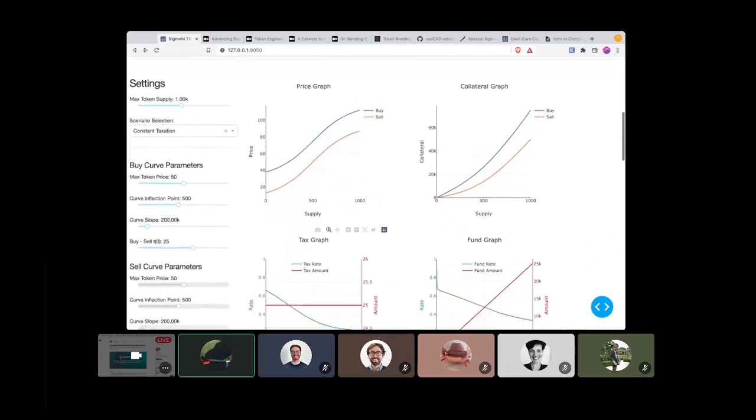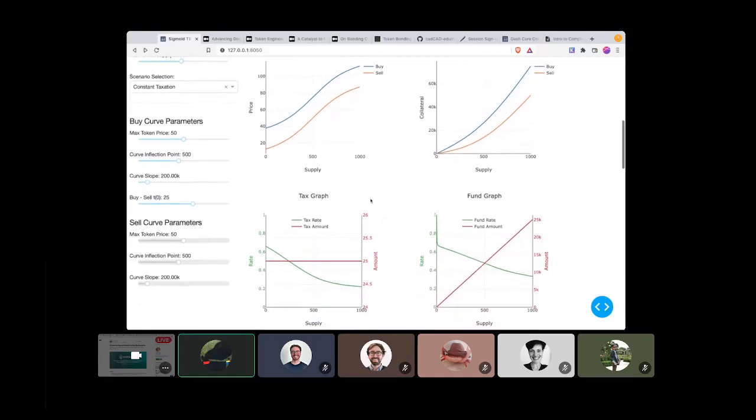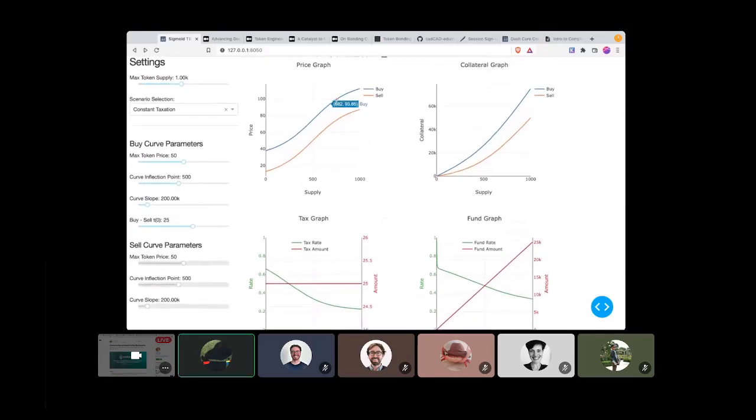So this is what it looks like in terms of configuring the bonding curve. And the one we're looking at right now has a constant taxation model. So to break down these 4 graphs that describe sort of how the system is configured and how the tax and fund flows and how the stocks will fill on tax and fund. If we start with the price graph, if I'm buying tokens, this will be how the function of pricing goes according to the token supply.